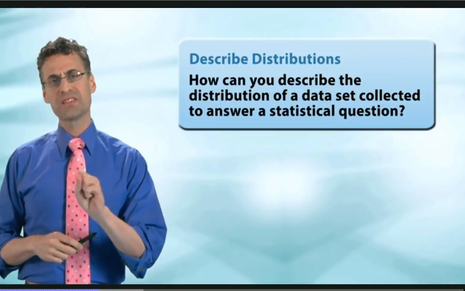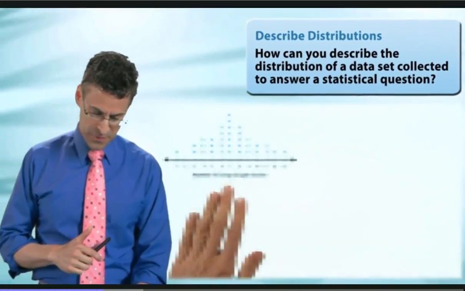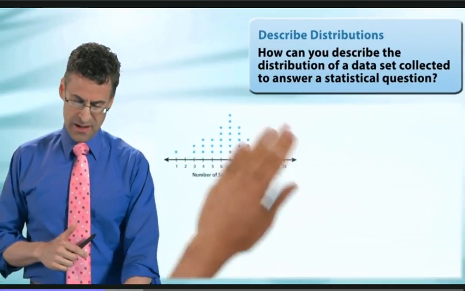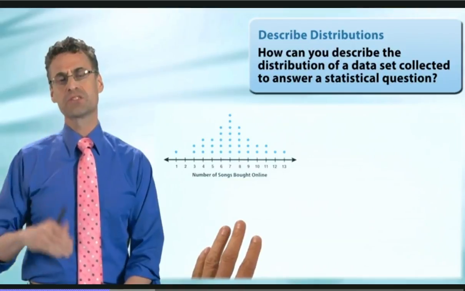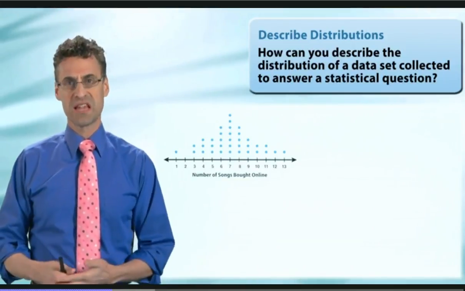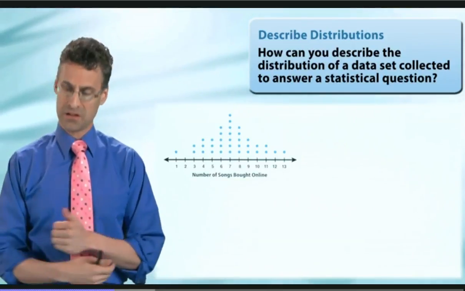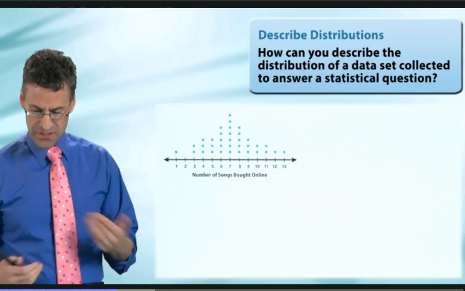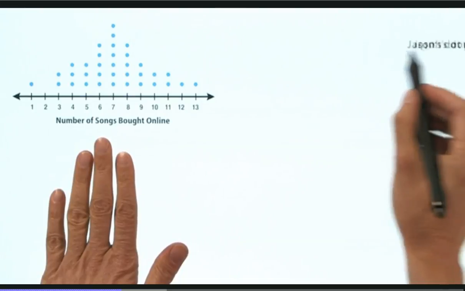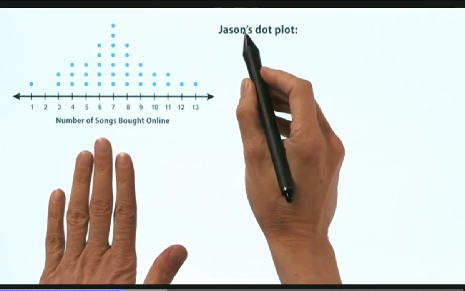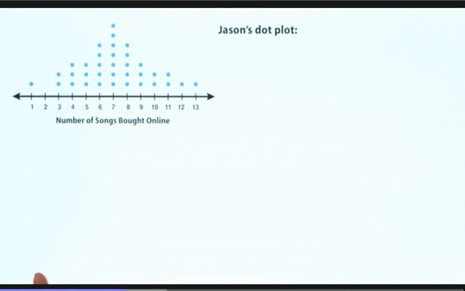What's interesting about this is, here we can see Jason's dot plot, but we're not even given Trinity's dot plot, and yet just the information we're given in words will allow us to say some things about each and compare and contrast them. So first of all, let's take a look at Jason's dot plot. What's the first thing we see?